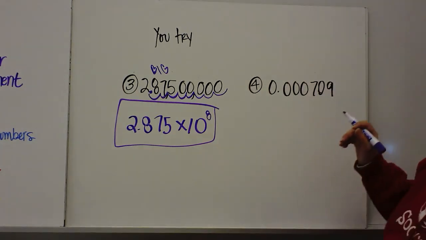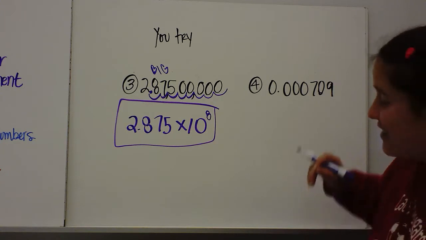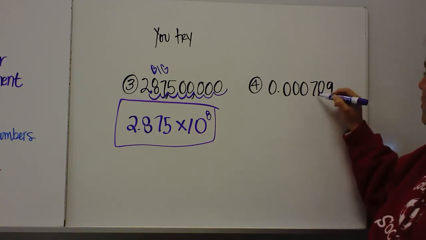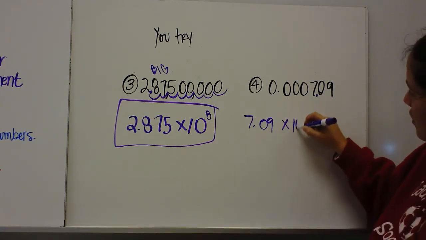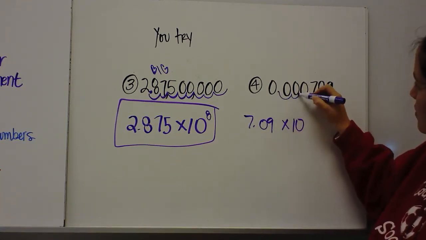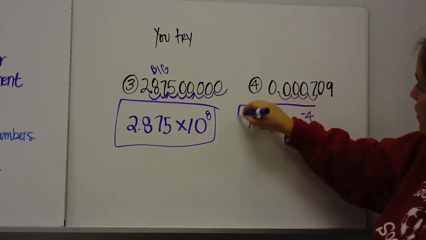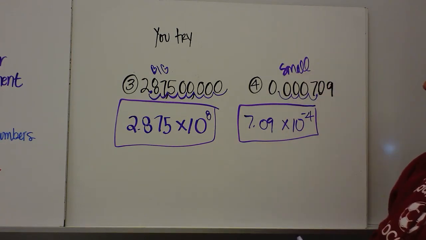Number 4. Some kids hiding. Okay, 709, so I'm going to put it right there. And I count 1, 2, 3, 4 places, and it's negative because it's a really small number.